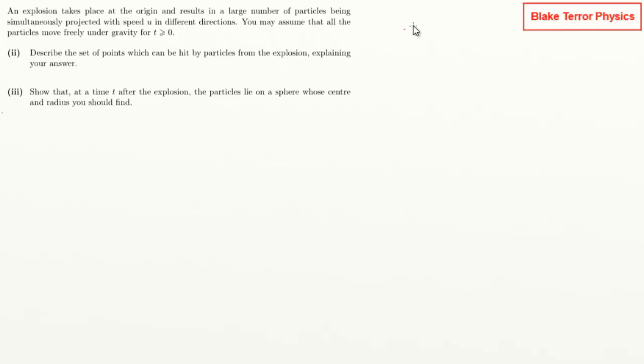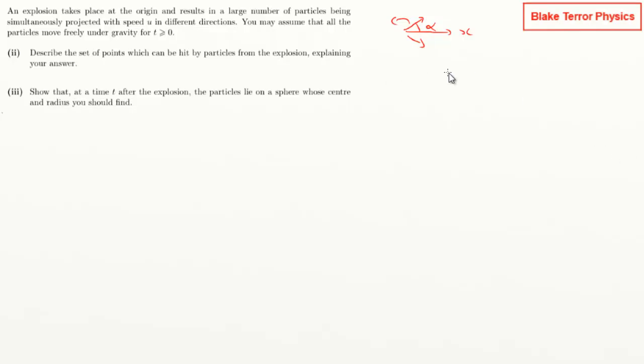So before we had that u was at an angle alpha above the x-axis, but now this could be any direction. It doesn't have to be above the x-axis, so we could be bringing y into play, swinging this around horizontally, and we could also fire it downwards as well. We've got an explosion, it doesn't say we've got any ground there. Describe a set of points which can be hit by particles from the explosion. Explain your answer.